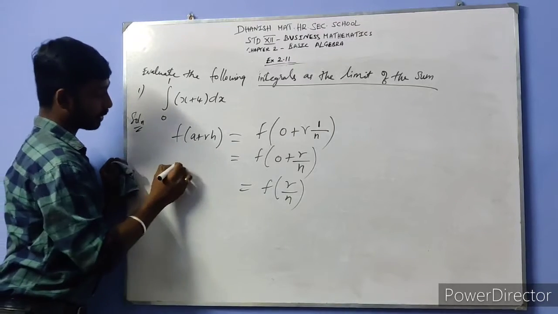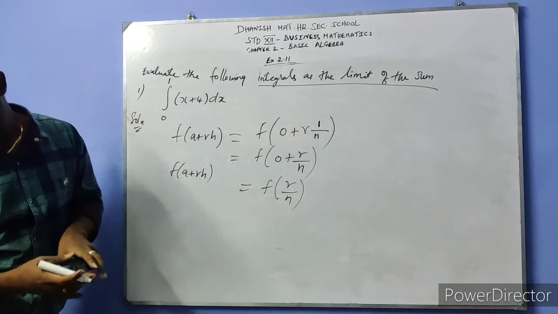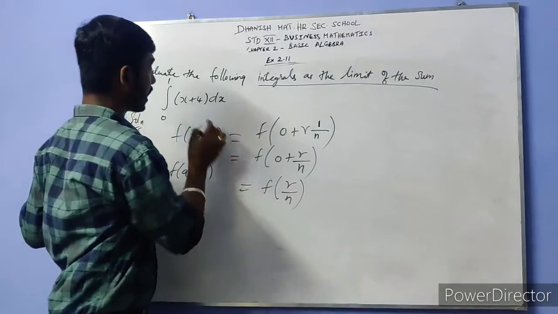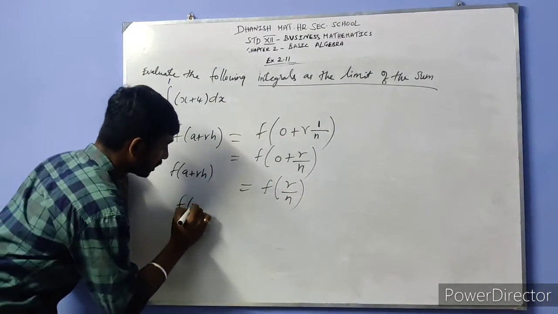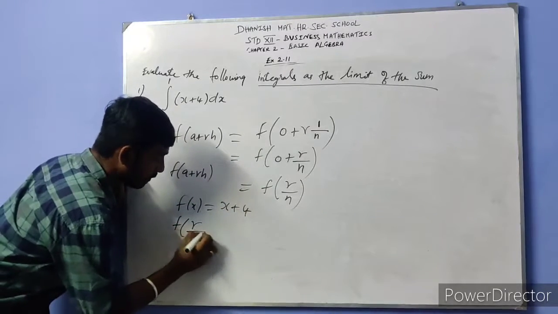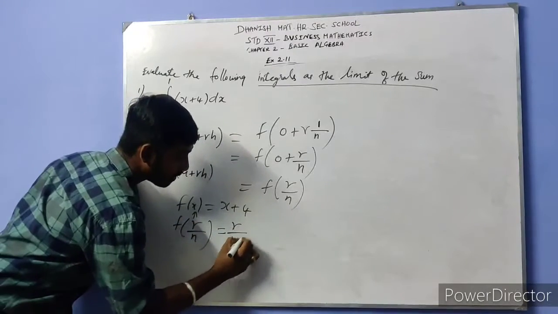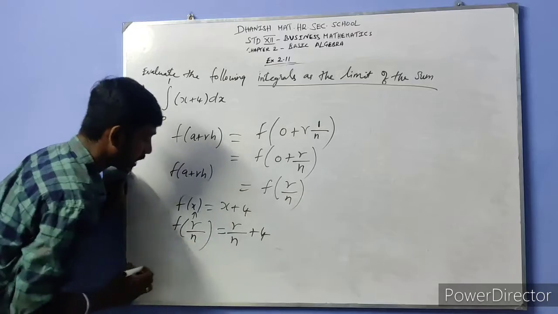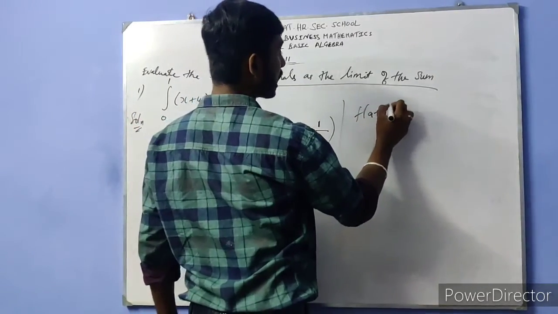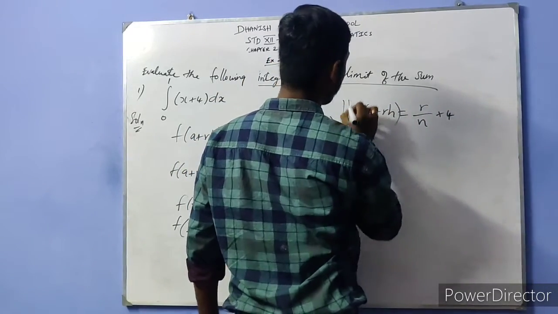So here we are finding this one, f of a plus rh. What is this one? f of a plus rh equal to f of r divided by n. Now we are going to substitute into the f of x value. So what is the f of x value? That will be x plus 4. So here itself we are using f of r divided by n, so the x value will be r divided by n. Now we substitute: r divided by n plus 4. This is the value for f of a plus rh, equal to r divided by n plus 4.